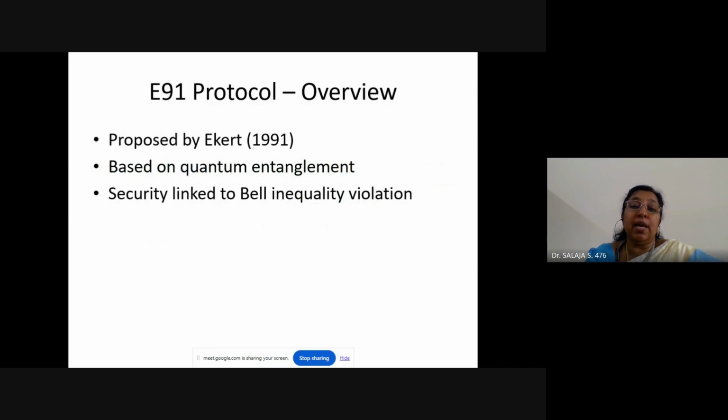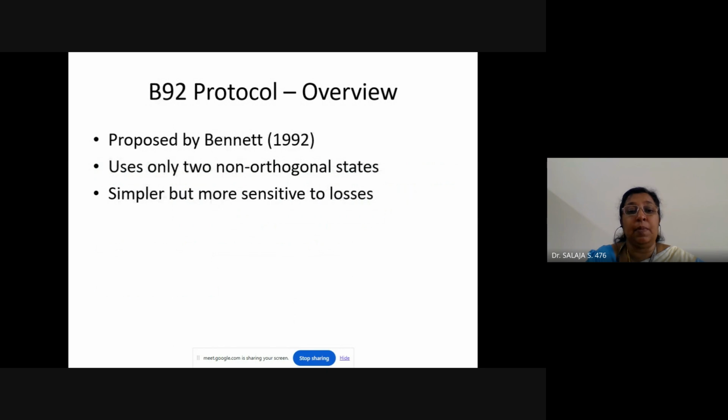Fine. Is BB84 alone the protocol? No, you have E91, which works on quantum entanglement, whereas BB84 doesn't work on quantum entanglement. This is just for information. We are not going into it deep. B92 is also another protocol which works on non-orthogonal states, which means the vectors which are not separated by 90 degrees. Again, this is not part of the syllabus.